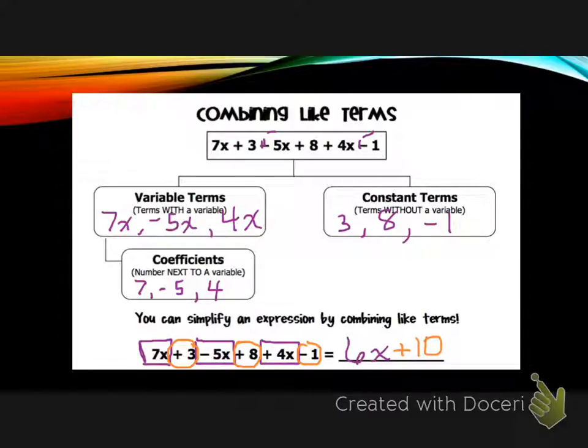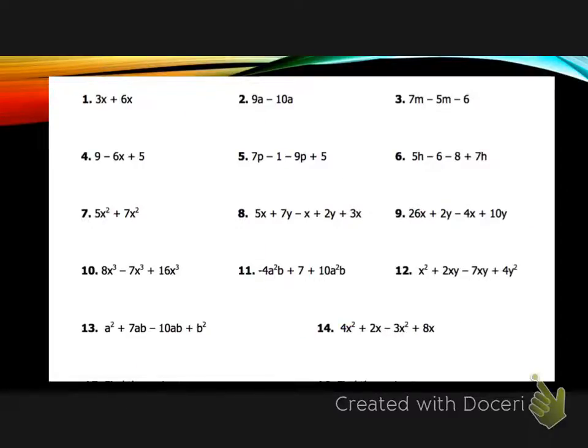Let's go ahead and try a few more examples here. So just looking at number 1, we have a 3x, we have a positive 6x. Those are the only terms. We only have variable terms. So that one's pretty easy. That's just a 9x. Or you got a 9a minus a 10a, which is a negative 1a.